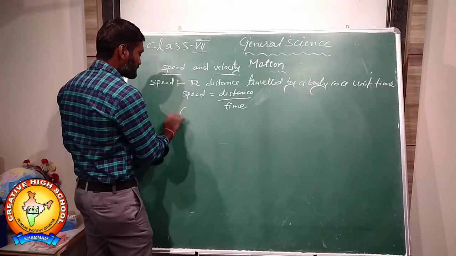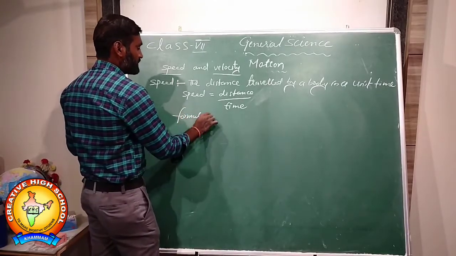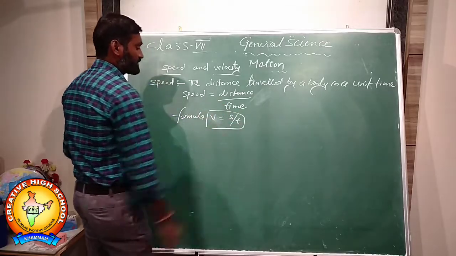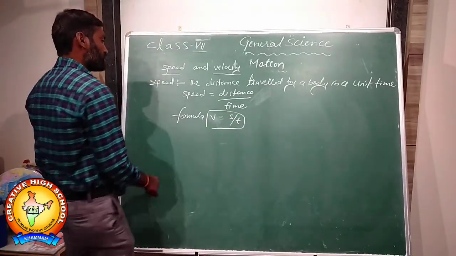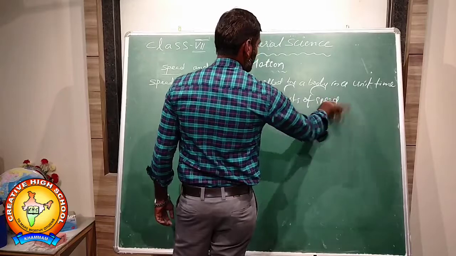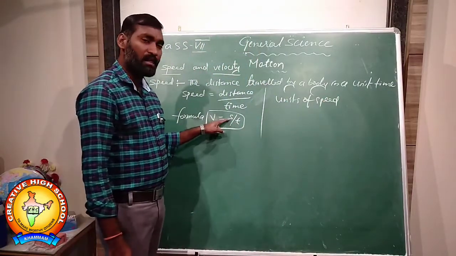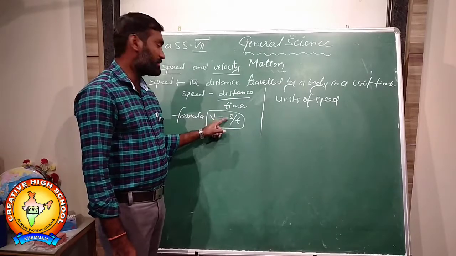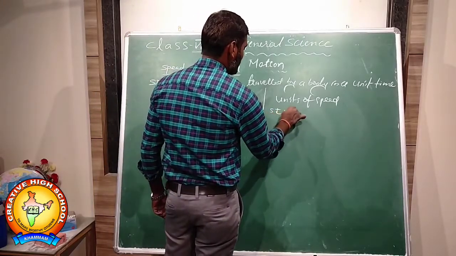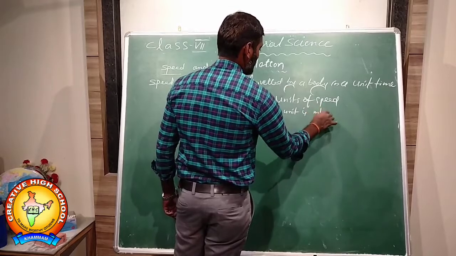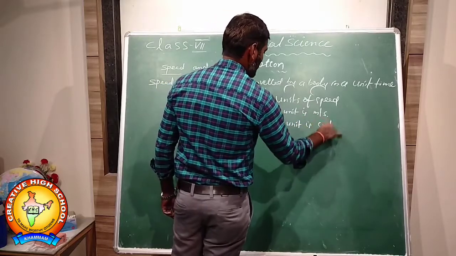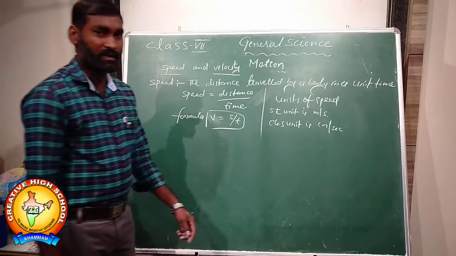In formula, symbolically we can represent it as V. The symbol V is equal to S by T. Now, the units of speed. Distance by time. Distance is measured in meter, centimeter, kilometer. So the SI unit of speed is meter per second. The CGS unit is centimeter per second.